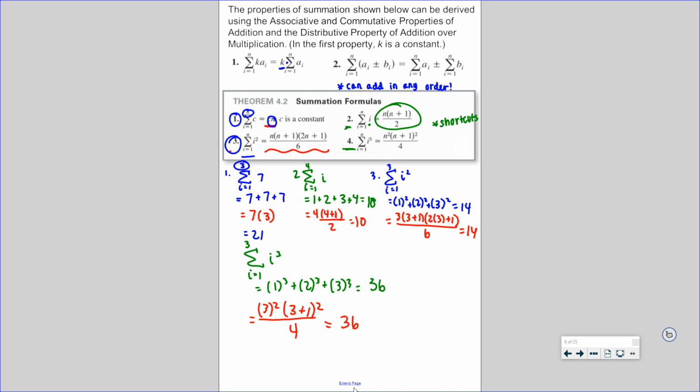Okay. So there's just a little example of why those shortcuts, or formulas, however you want to think of them, I guess formulas is probably a better way, why those work. And we're going to use them a lot. So I won't make you memorize them either. I'll give those to you on an assessment if you ever need them. You don't need them a whole lot.